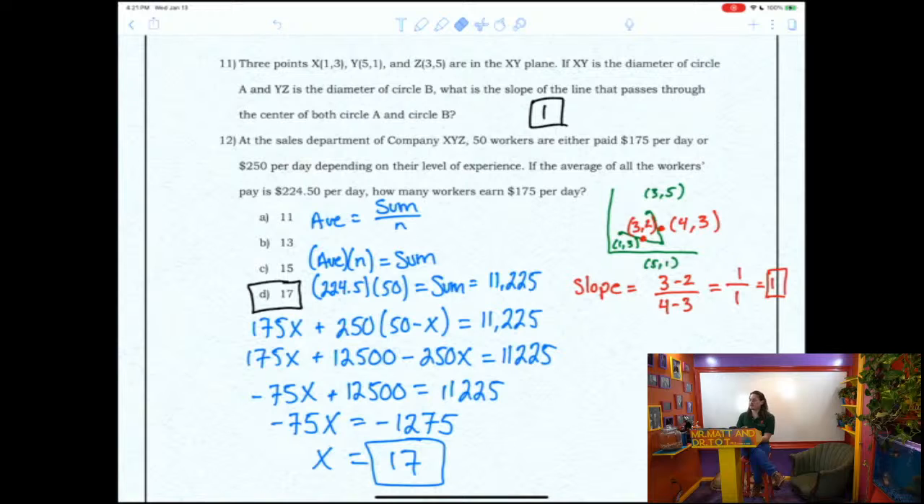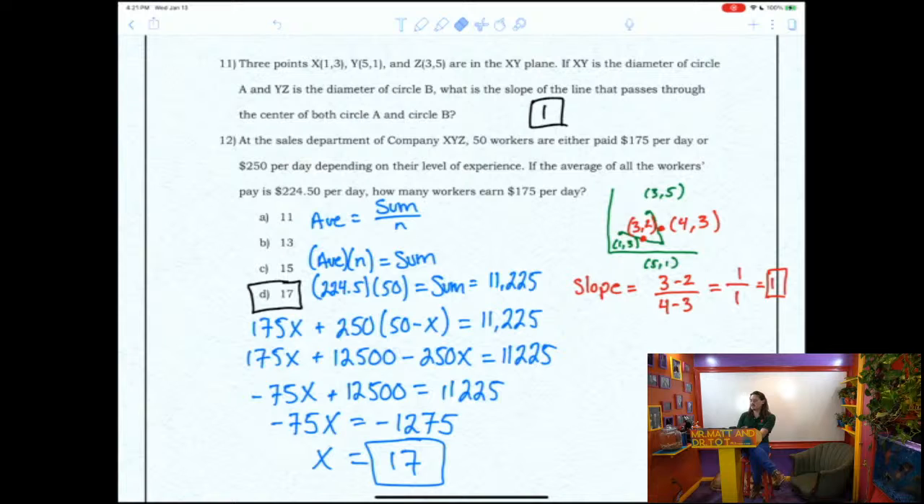Taking the midpoint of (1, 3) and (5, 1): 1 plus 5 is 6, divided by 2 is 3. So the x-coordinate of that center is 3. The y-coordinates: 3 plus 1 is 4, 4 divided by 2 is 2. So the midpoint of the first diameter and the center of circle A is going to be (3, 2).